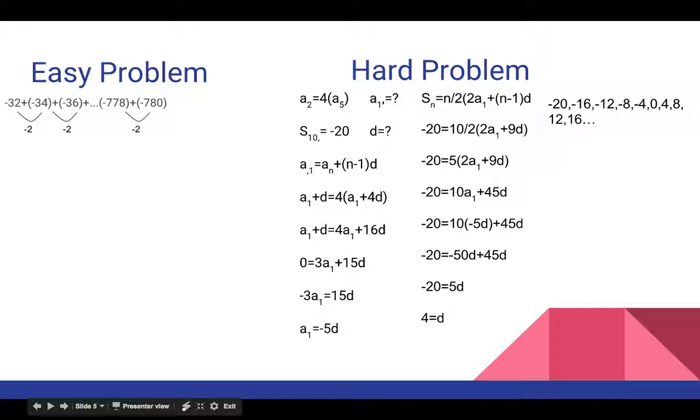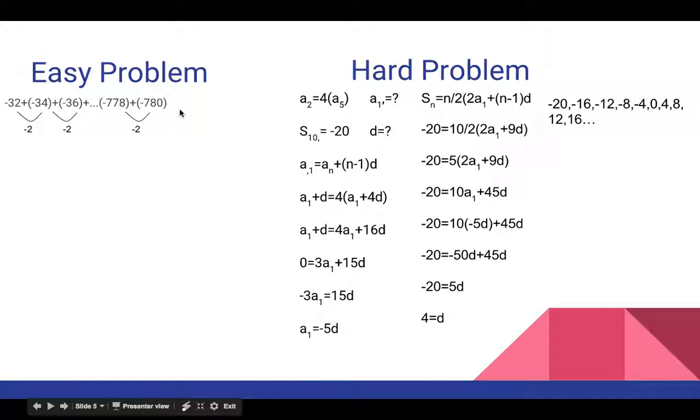Okay, so let's try an easy problem. So first we see negative 32 plus negative 34 plus negative 36 plus as many terms as needed, and then negative 778 plus negative 780. And as we can see right off the bat, the common difference is that we're subtracting 2 each time. Okay, so first we need to find what we need for the formula. What we know is that a1 equals negative 32, and the last term is negative 780.